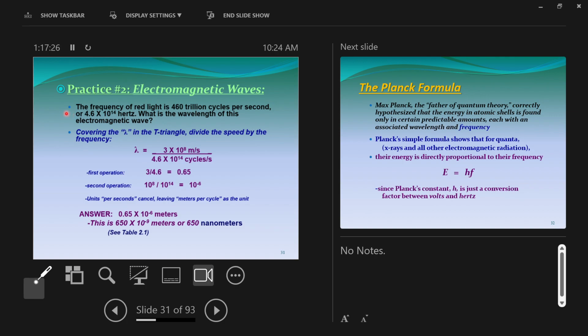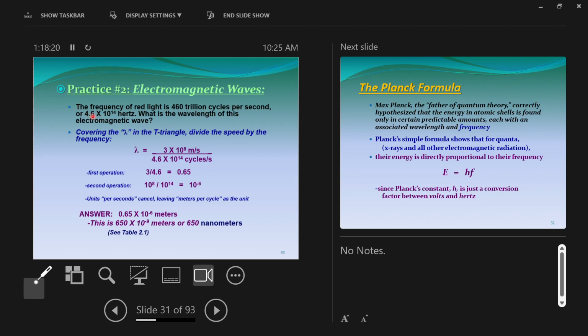Let's do the next one. The frequency of red light is 460 trillion cycles per second. It's a big number, but we can fix it. They actually did fix it for us. 4.6 times 10 to the 14 is 460 trillion in scientific notation. Wouldn't you rather work with 4.6 times 10 to the 14 rather than 460 with 12 zeros after it? That'd be a big number to write down, all those zeros every time you plug it into your calculator. It's easier to do it in scientific notation. Once you just accept it, it's easier, let's do it that way.